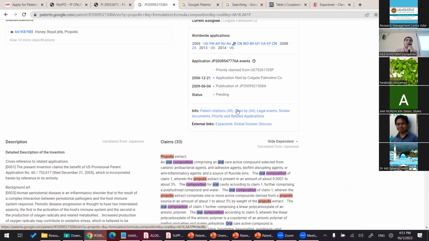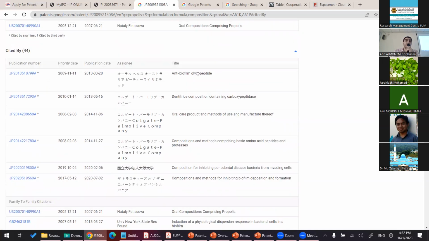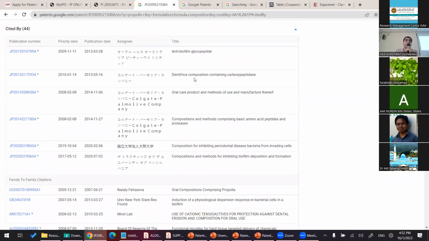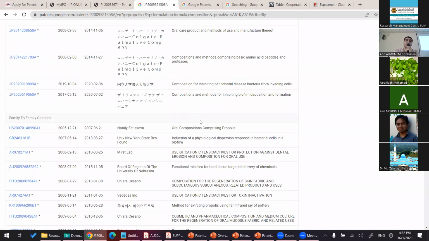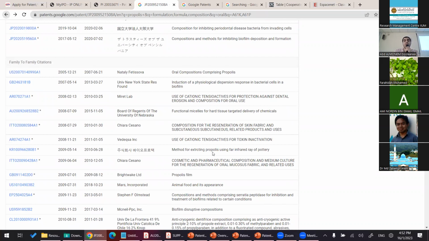So in this way also, you can see cited by. So this is another patent, which will of course be related to this patent. You can pick up some of that close prior art from here as well.